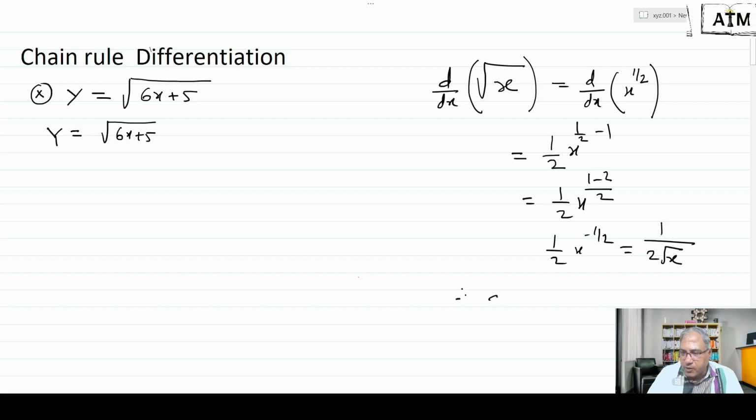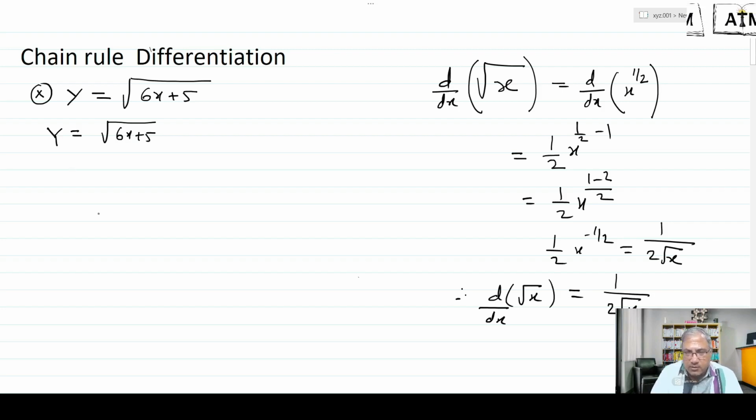That means I am giving you one formula. The derivative of root x with respect to x equals 1 upon 2 root x. If you remember this formula, then your job becomes easy. So repeat once again. What is the formula for root x? Differentiation of root x equals 1 upon 2 root x.